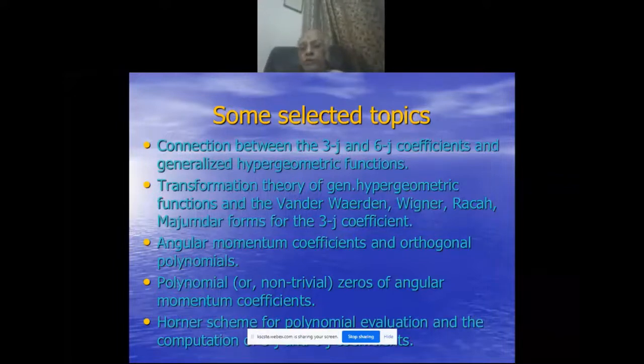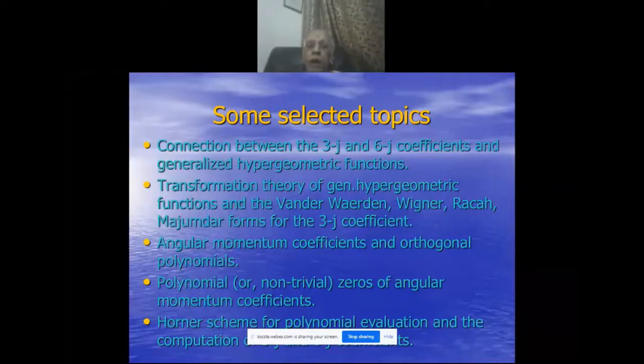So angular momentum coefficients have an intimate connection to orthogonal polynomials. And one could talk about polynomial zeros of angular momentum coefficients. This was one area in which I was able to make a lasting impression, because that is where I was able to establish a connection between hypergeometric functions and multiplicative Diophantine equations, and gave a complete solution to the problem of what are known as non-trivial zeros of angular momentum coefficients.